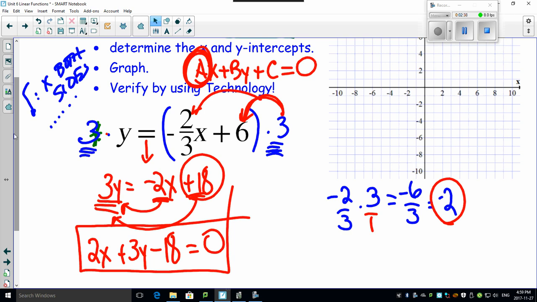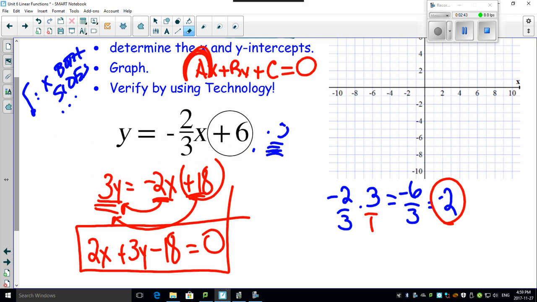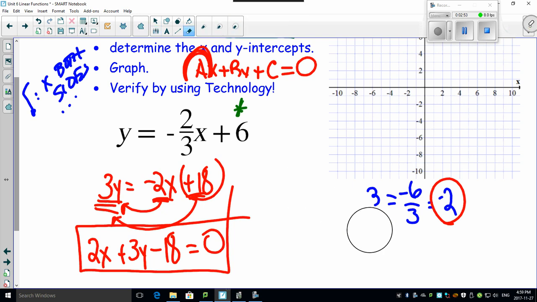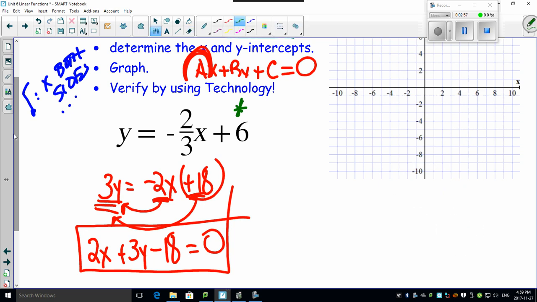Now, this also said we need to graph this. So you know what I'm going to do? I can graph this now either using this old formula right here with y equals mx plus b, or I can graph this now using our general form and using the intercepts method. I'm going to use the intercepts method. Why? I think I've done enough of these. All right, so let's use the intercept method. So here's our equation, 2x plus 3y minus 18. Let's use the intercepts, okay?